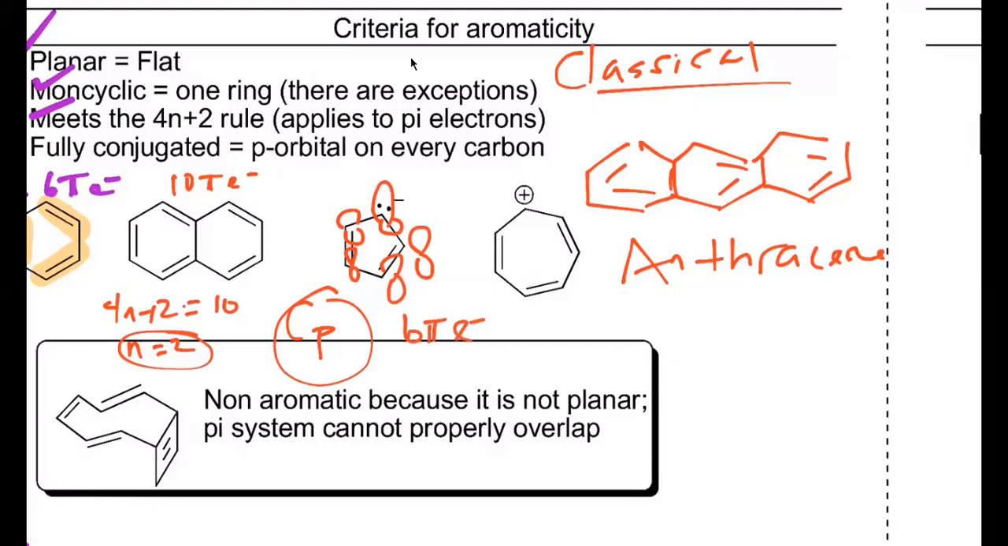Is it monocyclic? Yes. And it's flat. And is it fully conjugated? Do you have a p orbital on every carbon in that ring? Yeah. So it is. So this molecule is also considered aromatic.